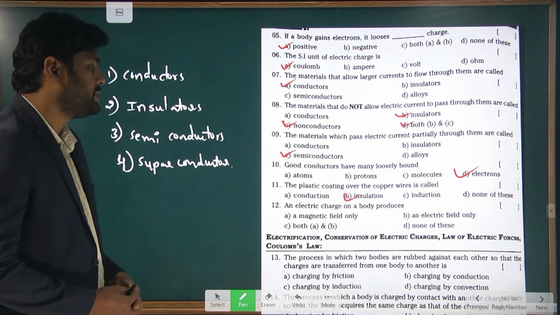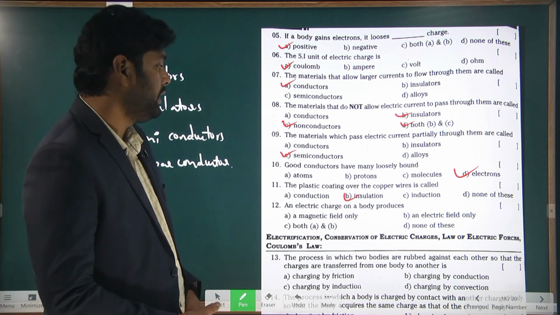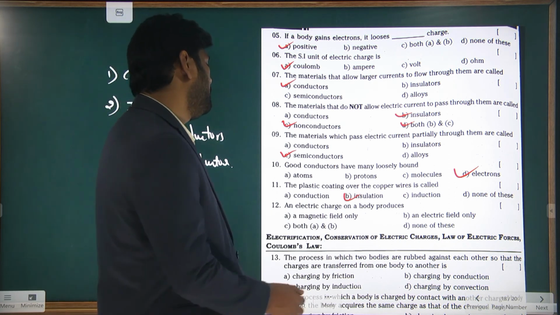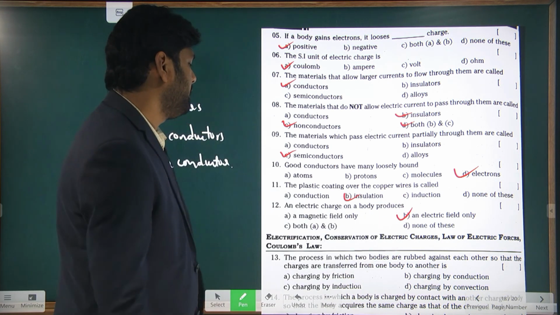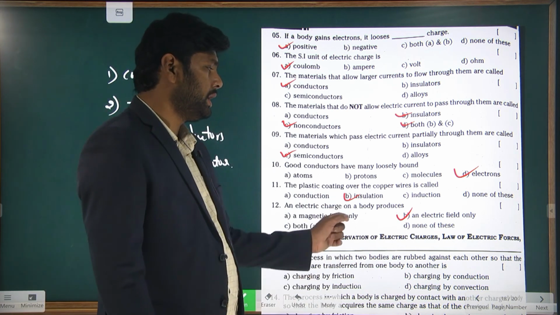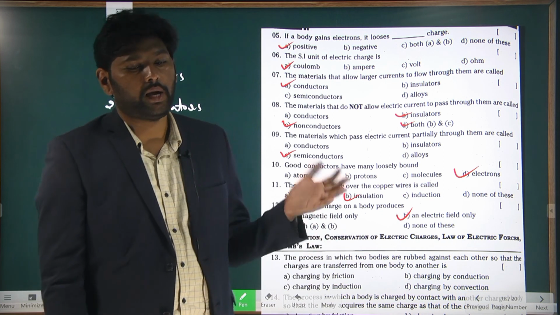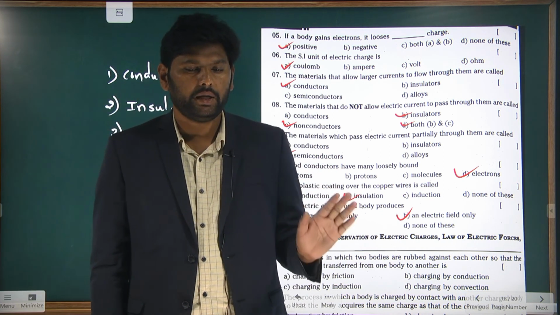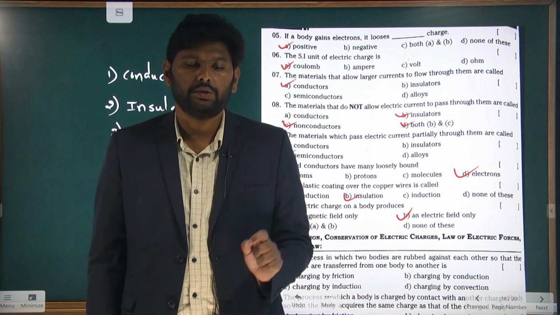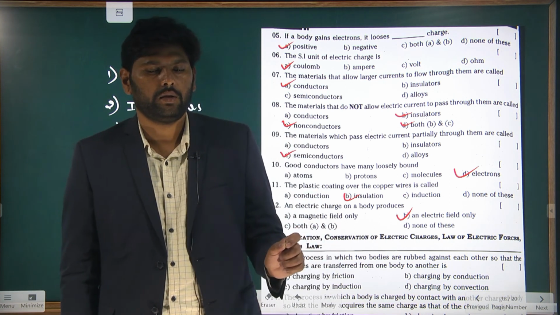Next, electric charge on a body produces magnetic field only, electric field only, both A and B, none of these. So here it produces electric field only. Actually, the charges can produce magnetic field as well as electric field, but here, when the charge is at rest position, it only produces electric field.